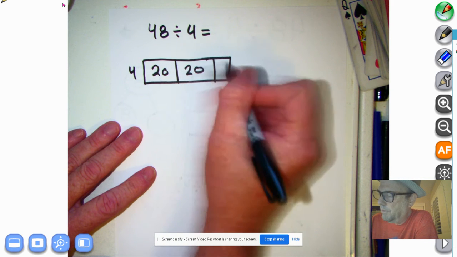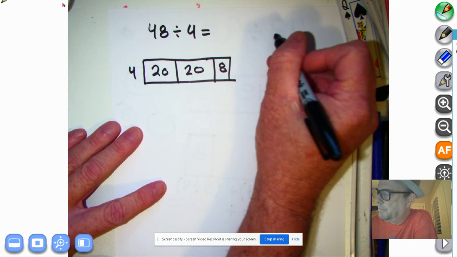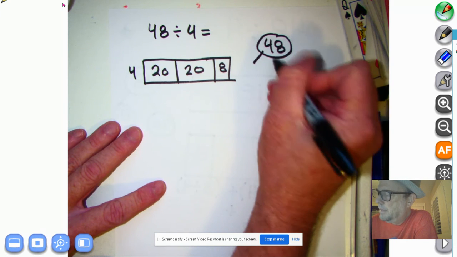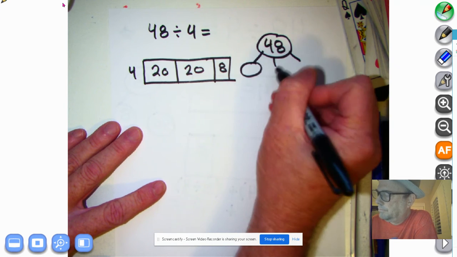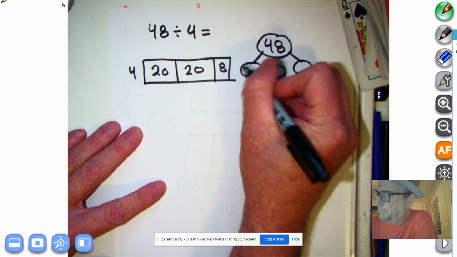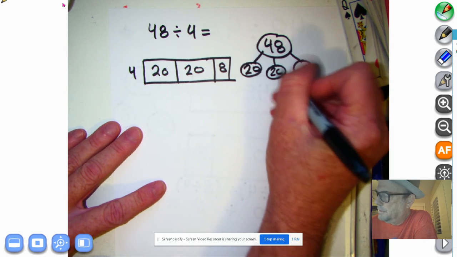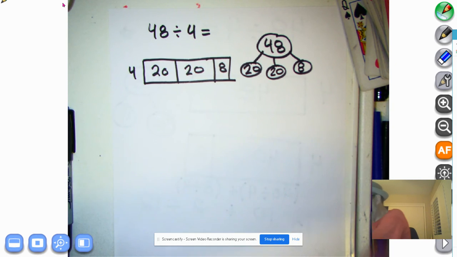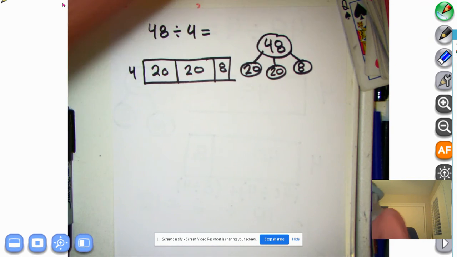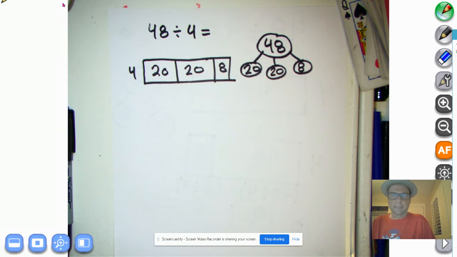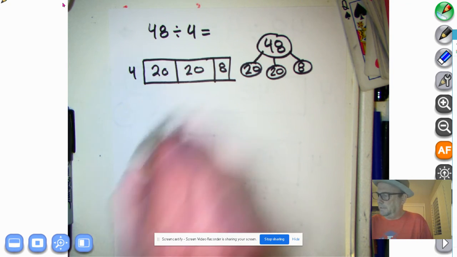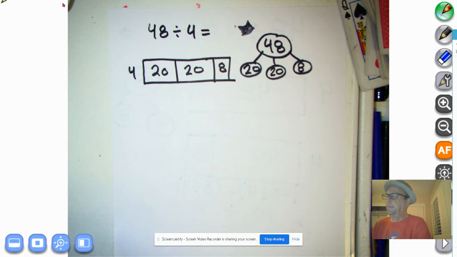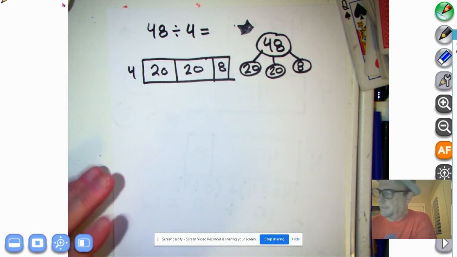20, 20, 8. So our number bond would look like this. We have 48. We have 20, 20, and 8. Okay? And yes, indeed, ladies and gentlemen, boys and girls, you know what's coming up. You gotta be the copycats. Don't be square, be the copycat. All right. So you have 20, 20, and 8. Okay, that's what's going on here.